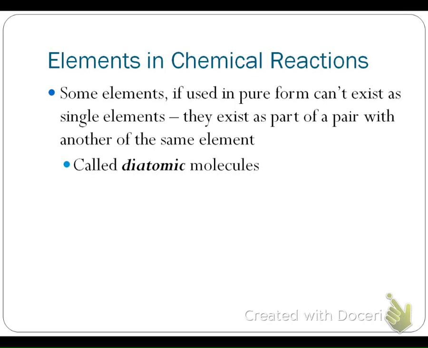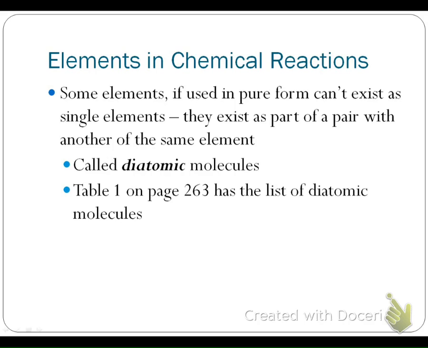Okay, di means two, so two atoms. That is a diatomic molecule. And we have a whole list, not a big list, but a list of these molecules that if they're to exist in elemental form, they exist as a pair. Okay, so on page 263, there is a table that has the list of diatomic molecules.